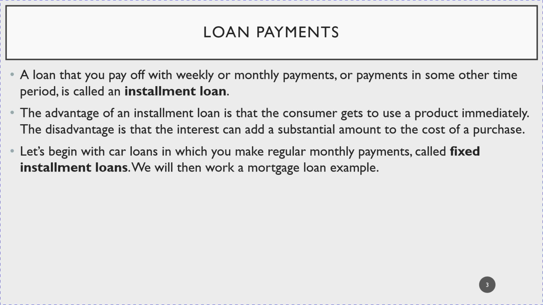The advantage of an installment loan is that the consumer gets to use the product immediately. If you get an installment loan for a car, you immediately get to take the car off the lot. If you get a mortgage, which is also an installment loan, you get to go live in the house immediately. But the disadvantage, as you're going to see with these examples, is that the interest can add a substantial amount to the cost of purchase, especially over time. Let's begin with car loans, in which you make regular payments called fixed installment loans, and then we'll work a mortgage loan example.